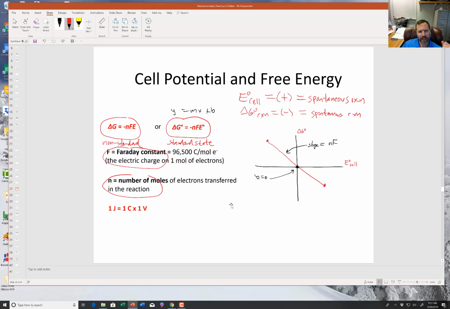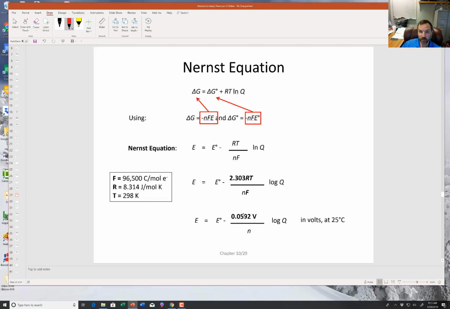Okay, so what we want to do now is think about, what if we have non-standard conditions in our reaction? What would the cell potentials look like? Hopefully you can recall back to our equilibrium chapter, where we came up with the idea that delta G at non-standard conditions is simply equal to the standard state delta G plus RT natural log Q.